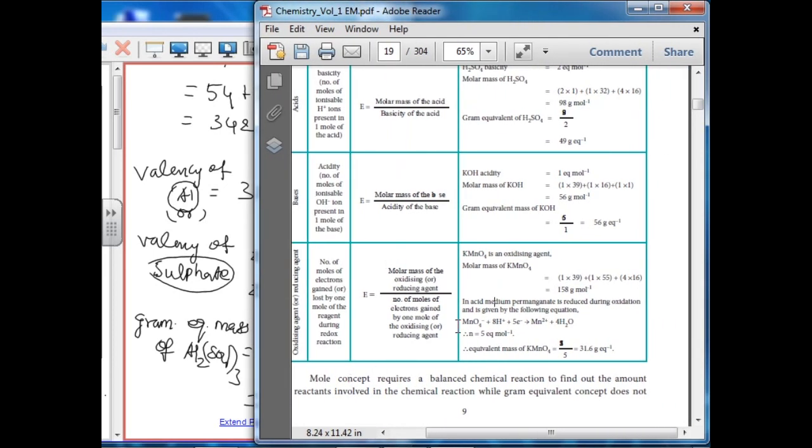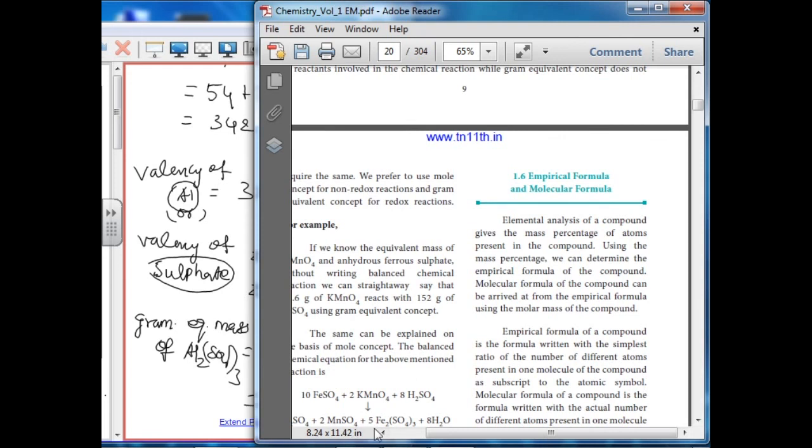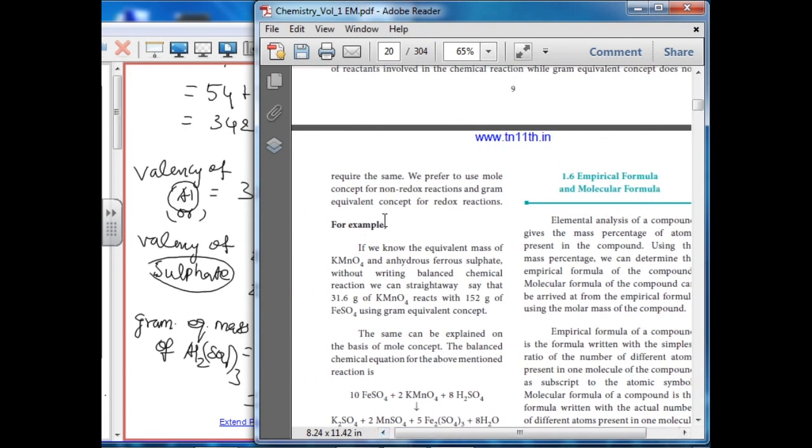The mole concept requires a balanced chemical reaction to find out the amount of reactants involved in the chemical reaction, while the gram equivalent concept does not require the same. We prefer to use the mole concept for non-redox reactions and the gram equivalent concept for redox reactions.